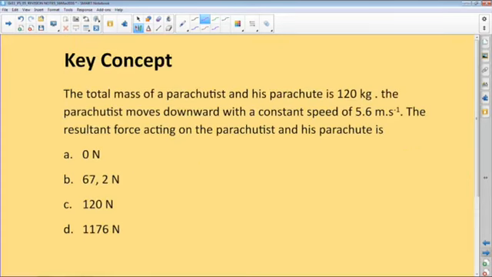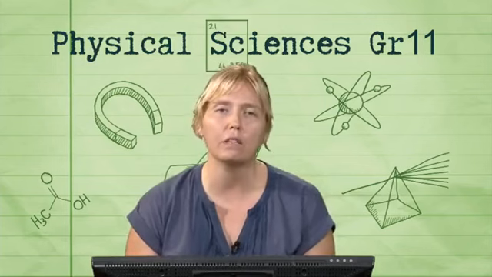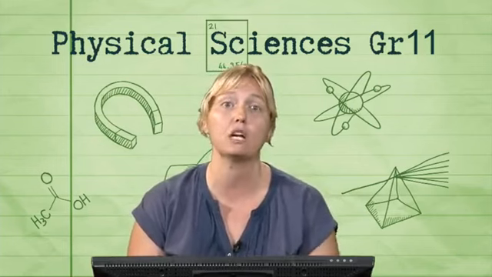Okay, moving on. The total mass of a parachutist and his parachute is 120 kilograms. The parachutist moves downward with a constant speed of 5.6 meters per second. The resultant force acting on the parachutist and his parachute is A, 0 newtons, B, 67.2 newtons, C, 120 newtons, or D, 1,176 newtons. Again, I'm going to give you a minute to work through this, figure it out, and answer it. You've got a minute starting now.